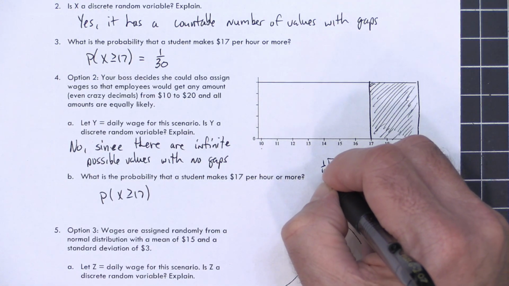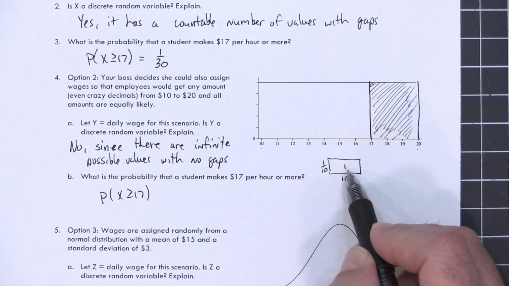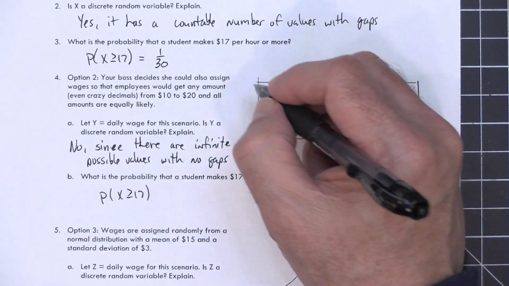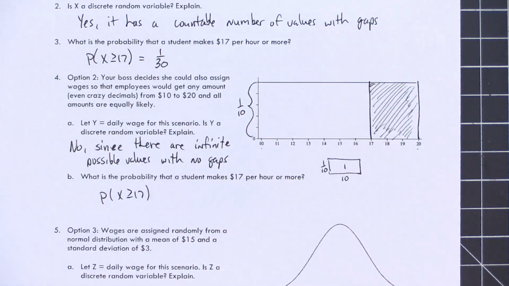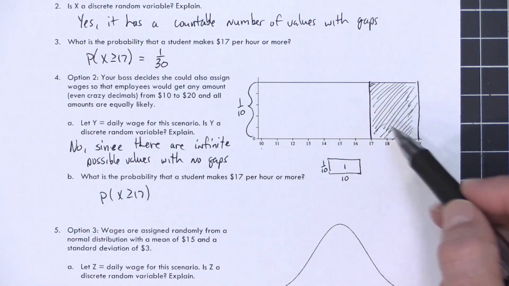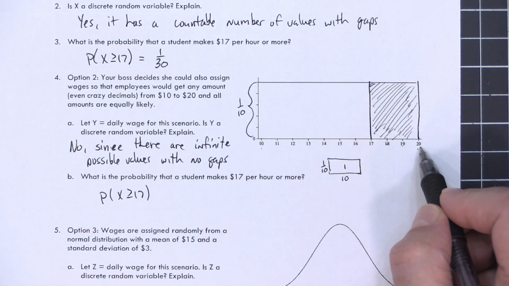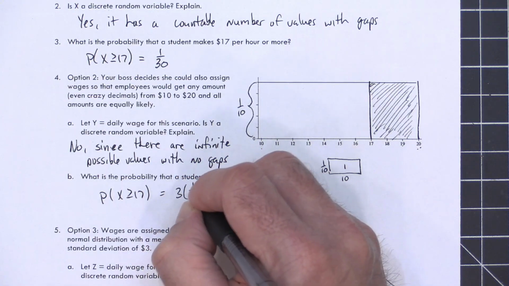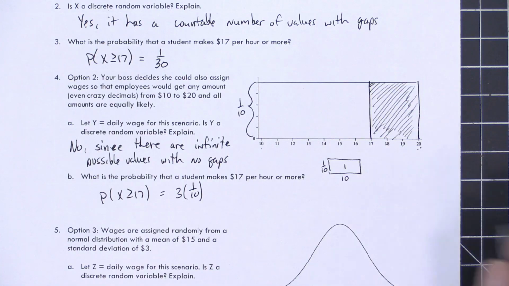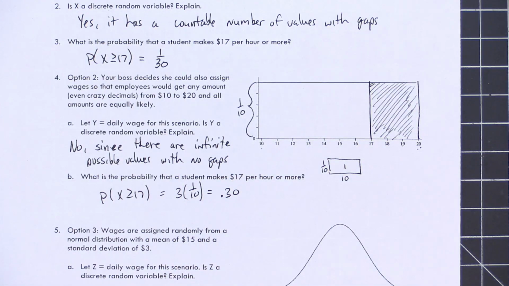It would have to be 1/10, right? Because 1/10 times 10 is 1. So this height right here would be 1/10. All right, well now this helps me figure out what this probability or this area is, because from 17 to 18 is 1, 2, 3. So this would be 3 times the height, 1/10, which would be 0.30 or 3 over 10.